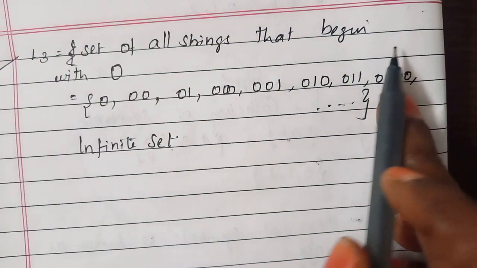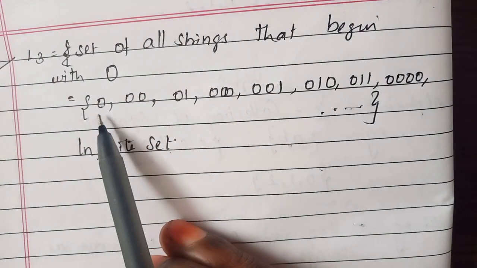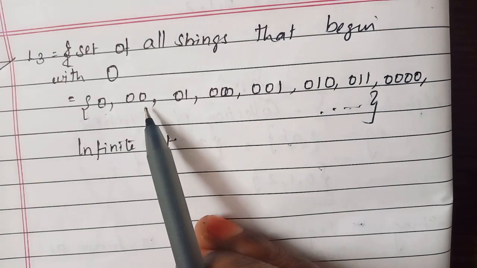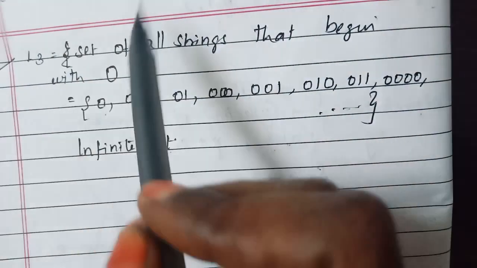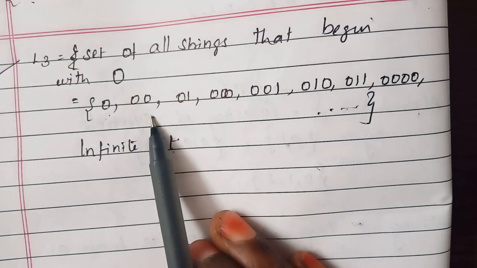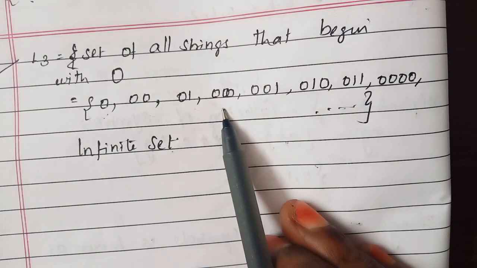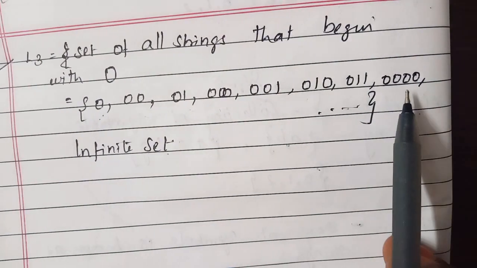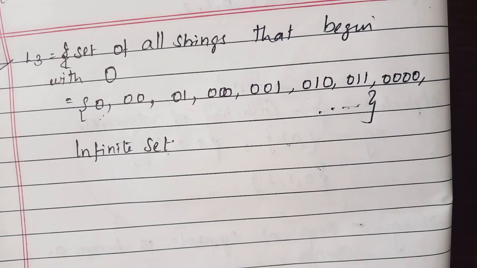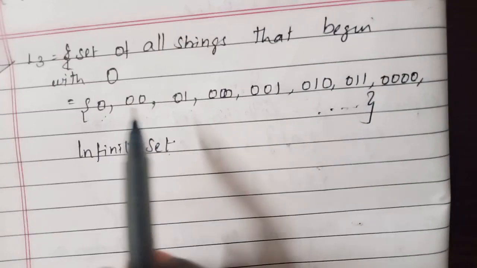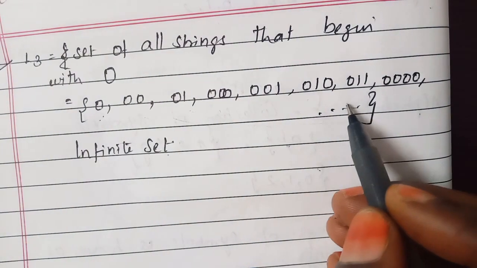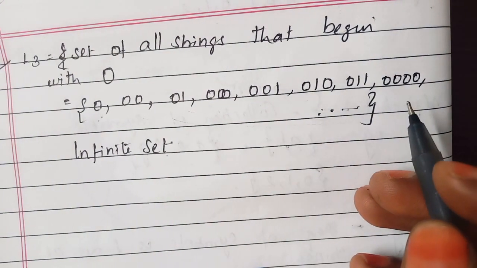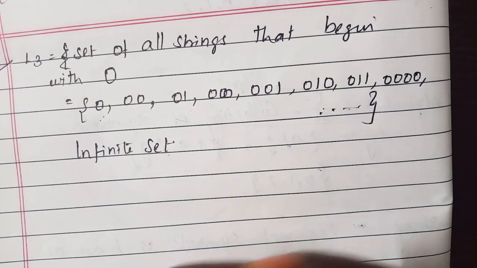L3 is the set of all strings that begin with 0, over the alphabet sigma 0 comma 1. So 00, 01, 000, 001, 010, 011 and so on. There is no restriction, and it goes on. This set is called an infinite set.